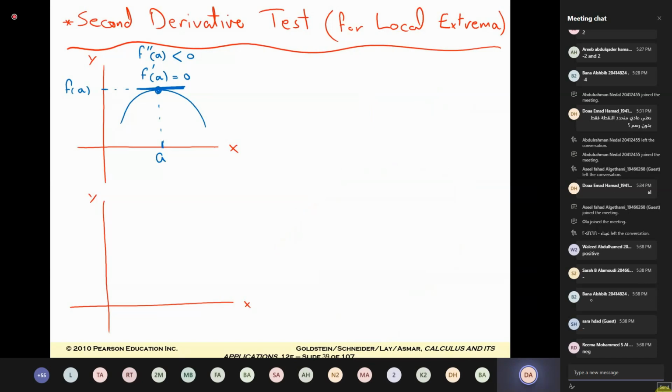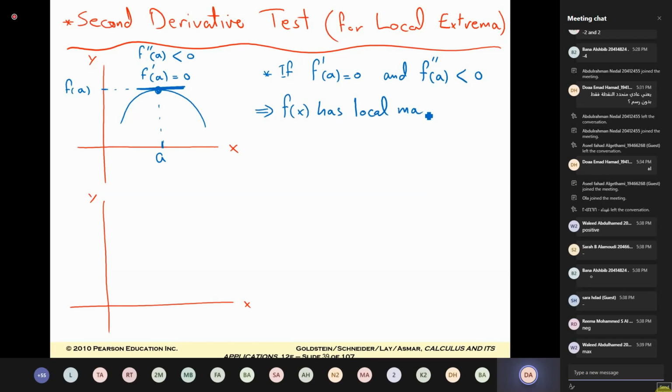So this is f prime of A equals 0 but f double prime of A is negative. So we can conclude, if f prime at A equals 0, so A is a critical point, and we substitute the critical point A in f double prime and the value is negative, so we can conclude this is a maximum. f of A has a local maximum at A and f of A.